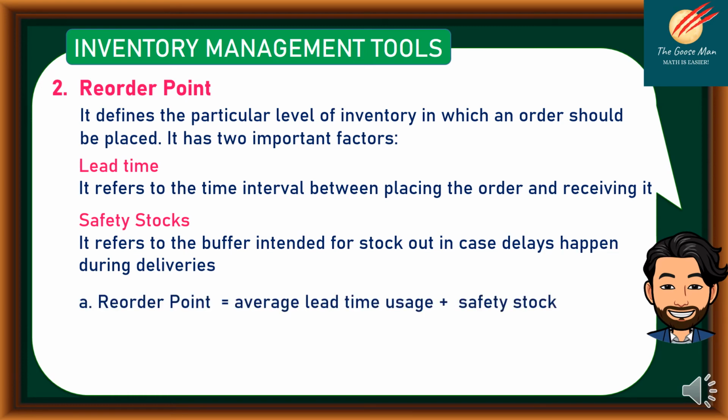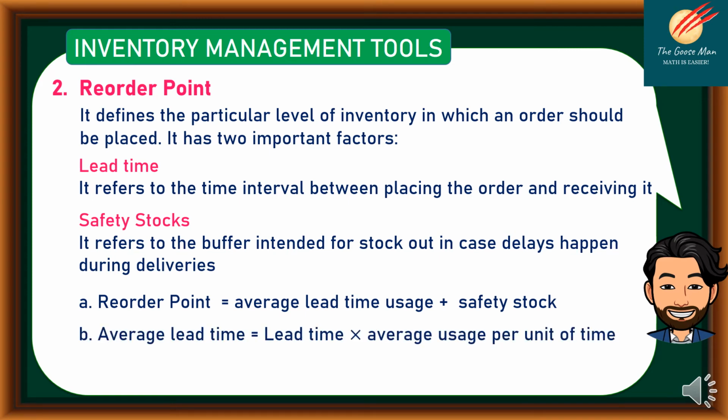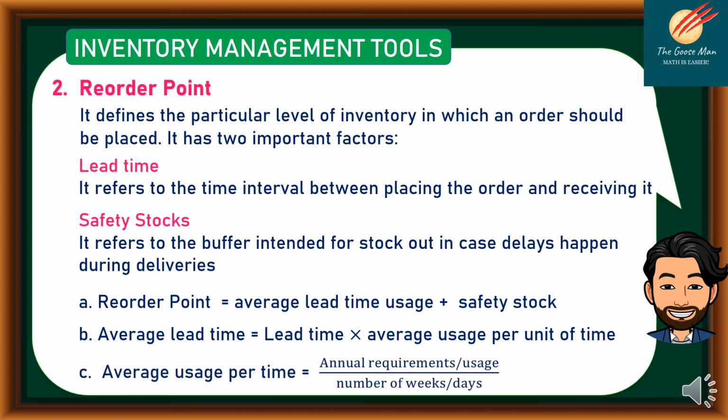And we have the following formulas. The reorder point is equal to average lead time usage plus safety stock. Then we have the average lead time usage, which is equal to lead time times average usage per unit of time. And finally, average usage per time is equal to annual requirements divided by number of weeks per year.